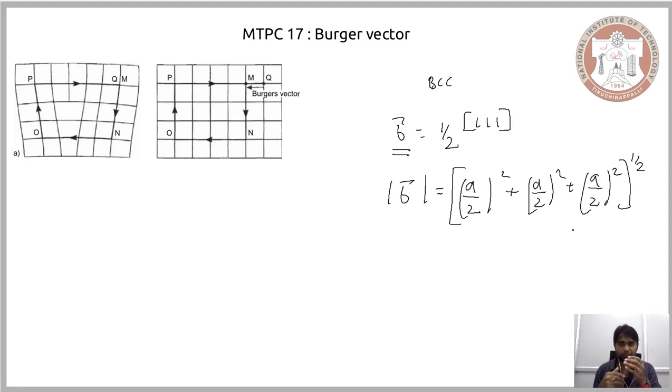So with this I would like to wind this lecture up. We have considered two different conventions for constructing a Burgers circuit. One is the line sense that helps us distinguish edge and screw dislocation. The other is the left hand and right hand convention that depends on which system we consider first. And secondly, we have seen how we can represent a Burgers vector and how we can calculate its magnitude.